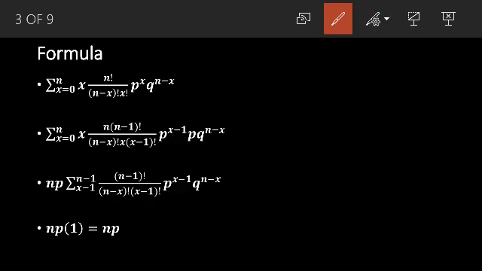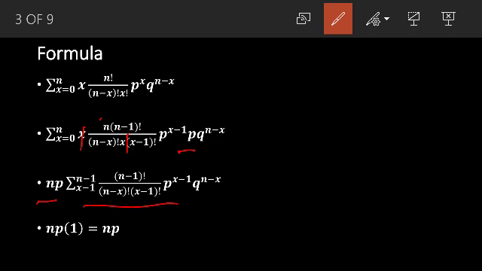So let's continue. In the whole of this, np is a constant, so it can be brought outside our summation sign. It has nothing to do with the summation. Then the x here cancels the x there. At that point we have left n minus 1 factorial over n minus x factorial times x minus 1 factorial, then p raised to power x minus 1, q raised to power n minus x.